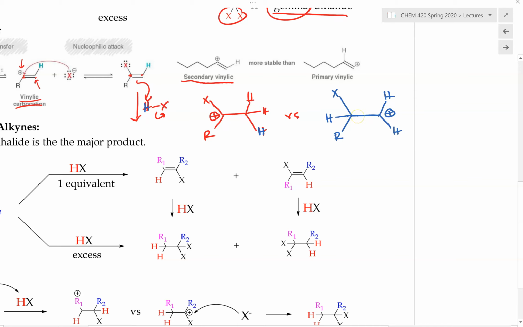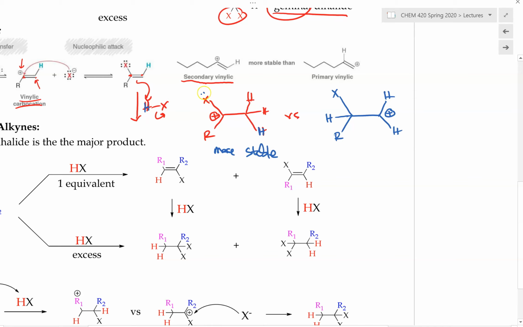So between these two carbocations, which one is more stable? Whichever is more stable will be the intermediate that is favored, and therefore it will lead to the more stable product, or the major product. So in this case right here, this is more stable. And the reason why this one is more stable is actually due to resonance.